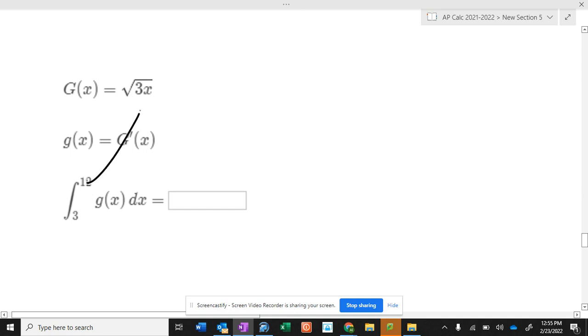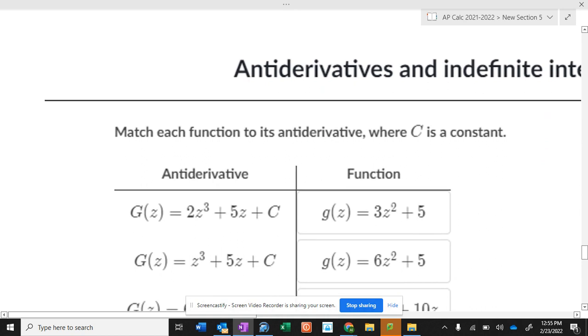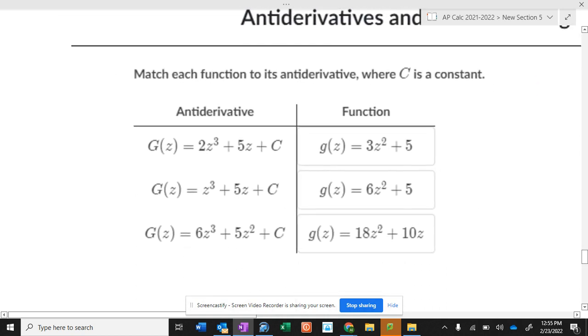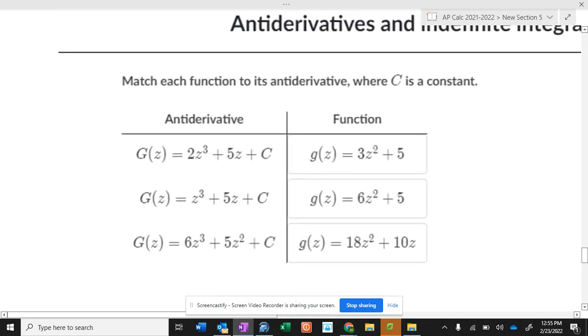Okay, this one, put a 12 in, you get the square root of 36, which is 6. Put a 3 in, what do you get? 3. 6 minus 3 is? There you go. Yes, subtract them. Take the top minus the bottom.